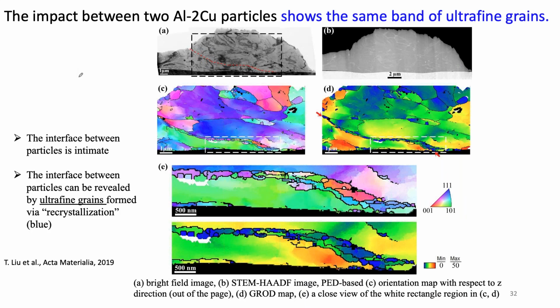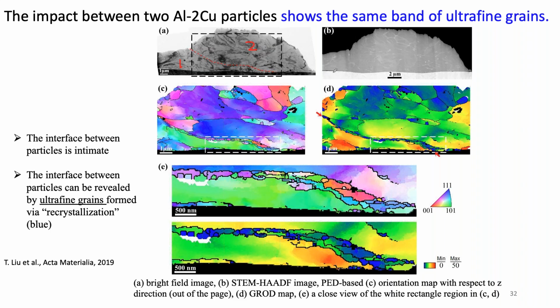This was, again, a happy happenstance. So Tien was looking at single particles, but she found one that was actually 2 particles. And so we've got particle 1, if you will, and particle 2, and the red dashed line is the impact interface between the two. So I don't think she knew that when she was FIBbing this out, but when she got in the TEM, it became apparent.